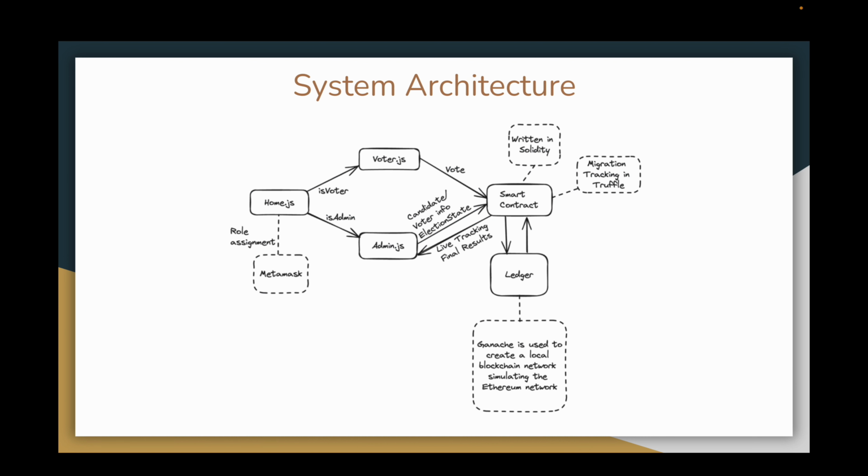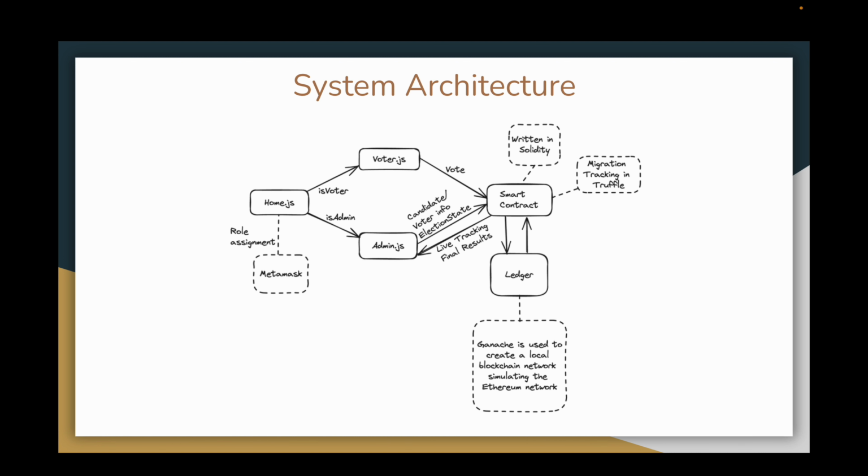What is the system architecture like? So this is an application flow diagram for our system. The user starts at home.js where they are assigned a role using MetaMask. Depending on if they're a voter or an admin, they go to the respective React pages. If they are a voter, they register their vote, which is sent to the smart contract. If they are admin, then they can add the candidate and voter info and the election state, which is sent to the smart contract. Smart contract processes this information and then writes it to the ledger.